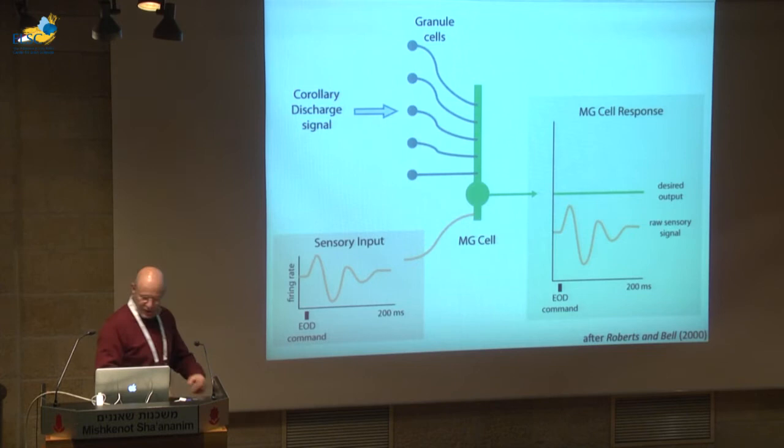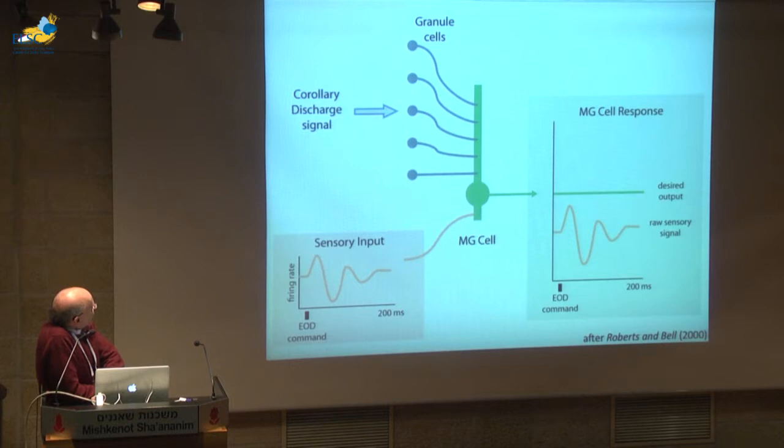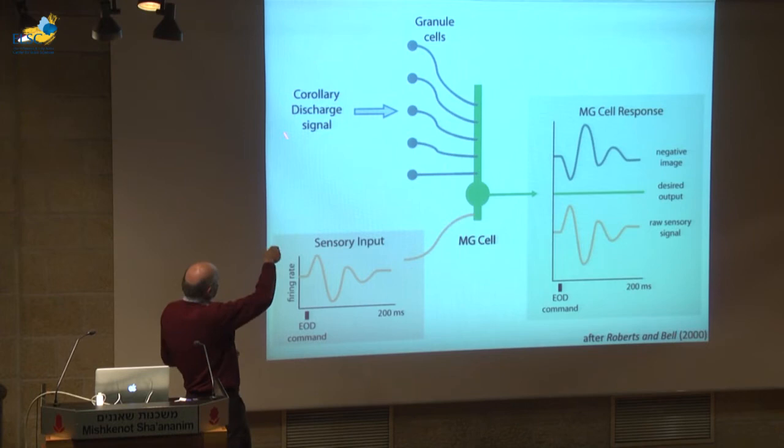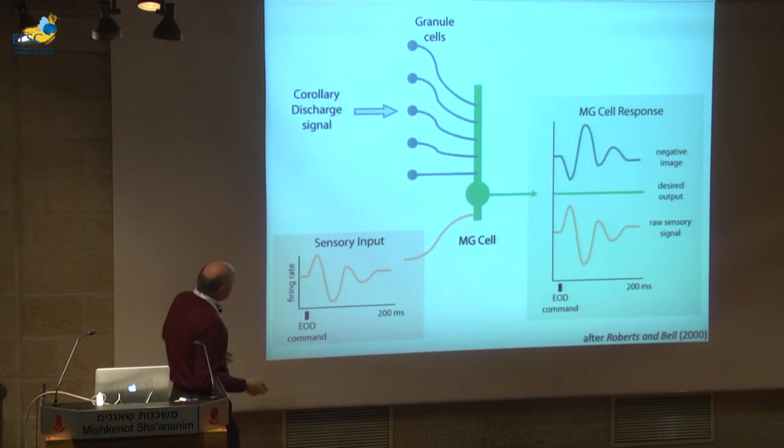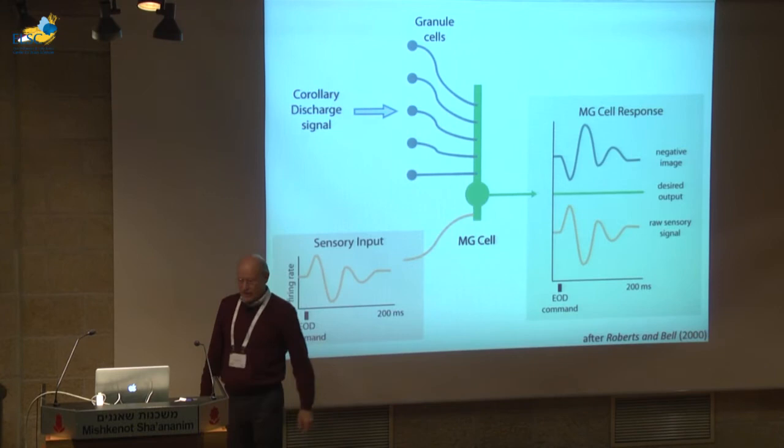I've got to really get moving. Okay, so the idea is that these guys are going to generate what's called a negative image. They are going to generate, because they get a corollary discharge signal, a negative image of this, and those two are going to add up and make the flat thing. So this is called a negative image, and you can see it because you can block this, and then you see this one. So it actually can be detected.